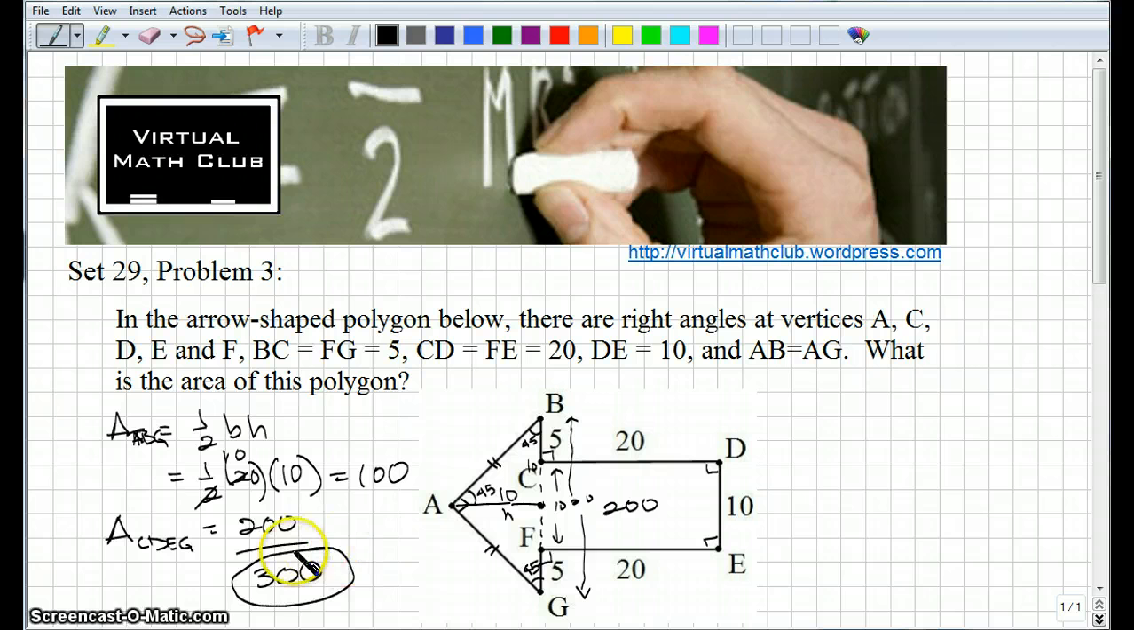So the total area is 300, and we aren't given any units, so we don't really know if it's inches or feet or miles or kilometers or millimeters. We don't know, but whatever the units are, we got 300 square of those. So there you go. There's the answer for that problem.